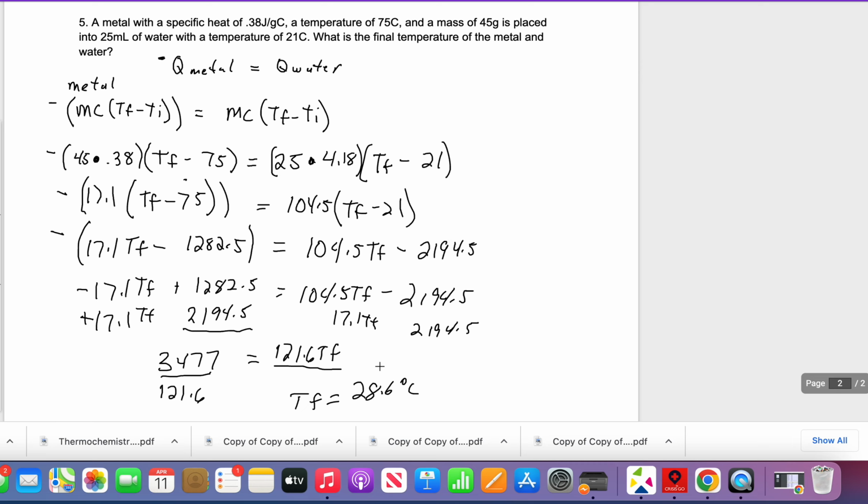Now does that make sense? Okay? The metal is hot, the water is like 25. Is my answer in between 25 and 75? Yes. Does it make sense? Okay, the metal's heavier than the water, but the water has a higher specific heat, so the water's not going to warm up as much as the metal cools down. Yes, it makes sense, so I think that's the right answer.